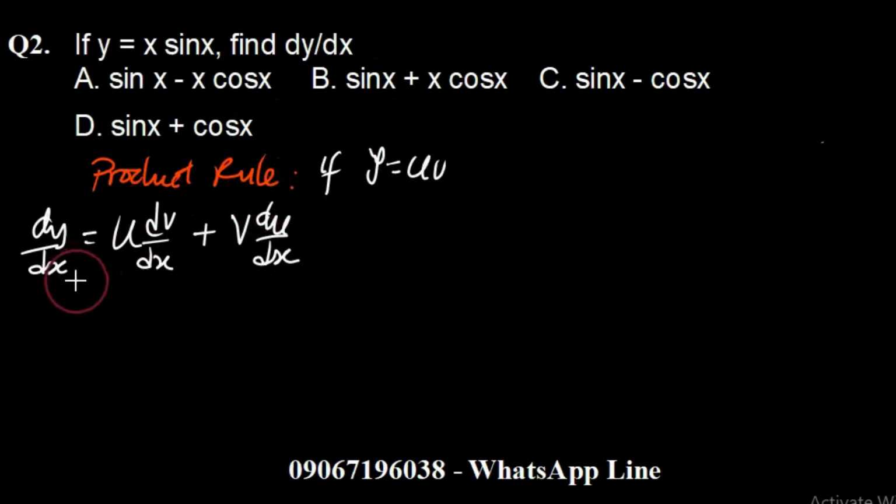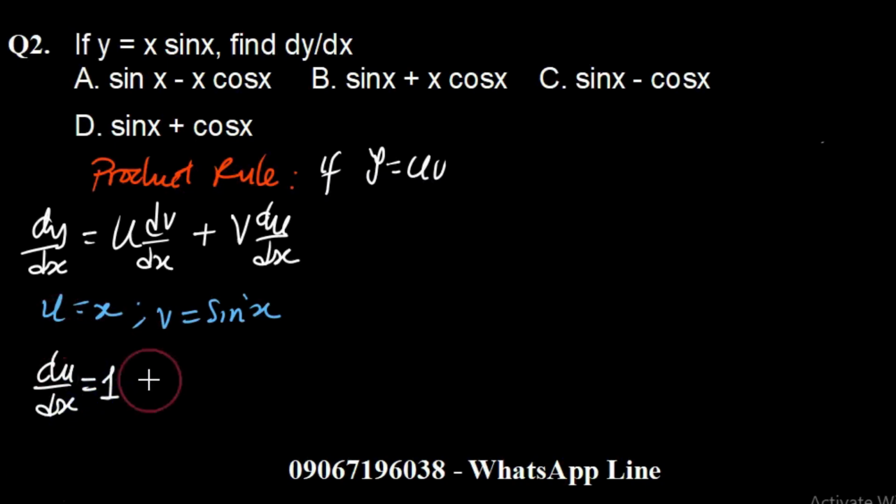Having that in mind, u is equal to x, and v is equal to sine x. Now let us find du over dx. If we differentiate u with respect to x, we get 1, and if you differentiate v, dv over dx, differentiating sine gives you cos x. So this is going to give us cos x.